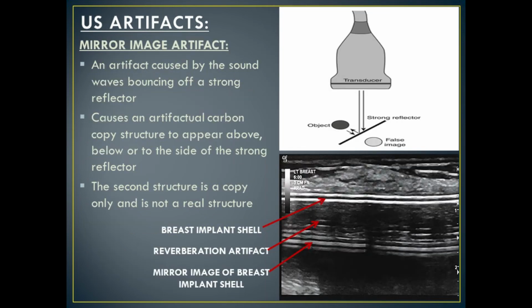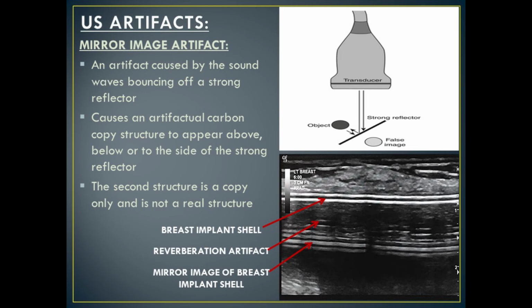Our next type of multiple echo artifact is known as mirror image artifact, and this is an artifact caused by the sound waves bouncing off of a strong reflector. It causes an artifactual carbon copy structure to appear above, below, or to the side of the strong reflector. The second structure is a copy only and is not a real structure. This is commonly seen with breast implants.